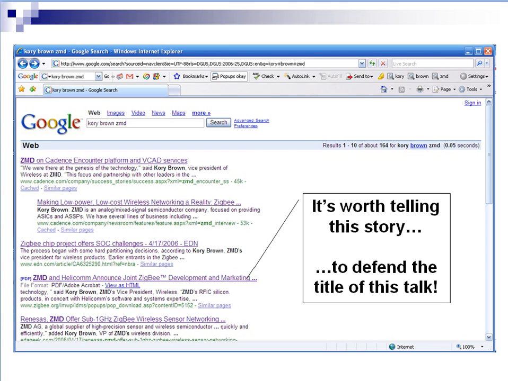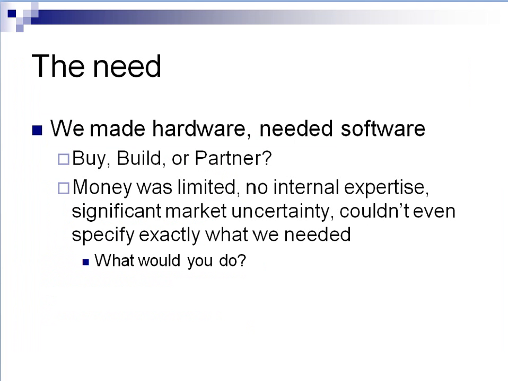In an alliance with Hillicom on the Zigbee product, the challenge was that they needed a particular technology. Money's limited. They didn't have external expertise.